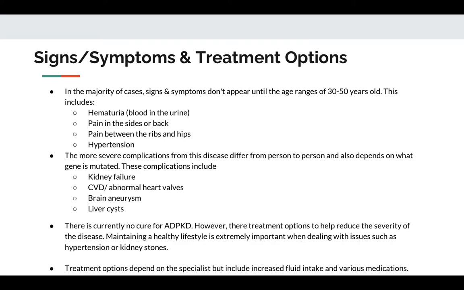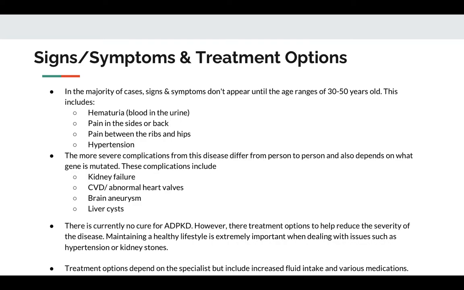So once someone does acquire this genetic disease, there are signs and symptoms, but they usually don't appear until later on. So this will usually include blood in the urine, pain in the sides or back, pain between the ribs and hips, and high blood pressure, which is hypertension. But the signs and symptoms can be tricky because some of these might not mean you have the genetic disorder, which is why it's always good to get genetic testing or ask your doctor about it.